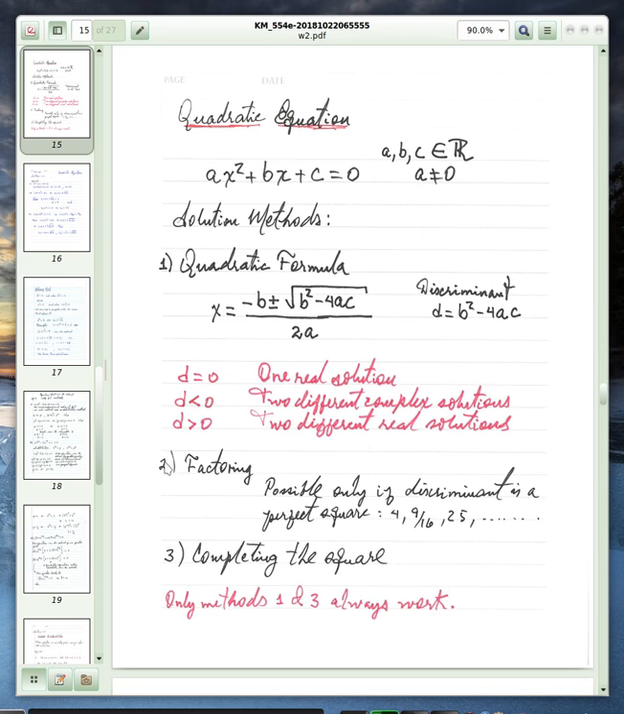Now, the factoring method to solve a quadratic equation is possible only if the discriminant is a perfect square, meaning 4, 9, 16, 25, and so forth. Otherwise, if it is not a perfect square, you're not going to be able to factor it, unless you use special methods. Completing the square. Well, completing the square is equivalent to the quadratic formula, and we are going to review that either now or later.